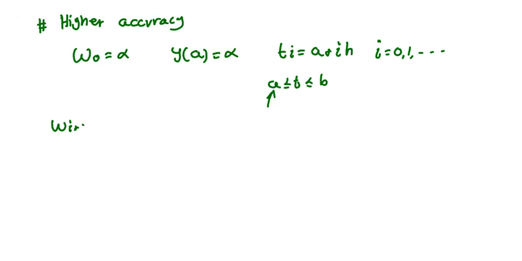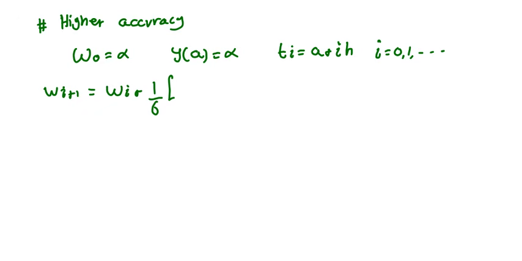So the expression that we use to come up with our computation is basically wi plus 1, which is equal to wi plus 1 over 6, then open bracket, you're going to have your k1 plus 2k2 plus 2k3 plus k4, like that. So it basically means that you just have to come up with your values of k1, k2, k3, and k4. So how do we come up with these values?